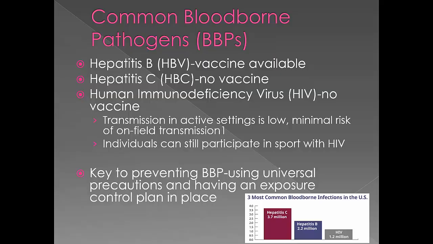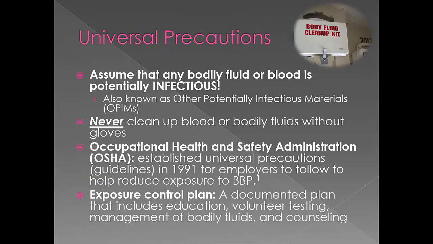The biggest key to preventing bloodborne pathogens is using universal precautions and having an exposure control plan in place if they do occur. We'll talk about universal precautions on the next slide. A universal precaution is an assumption that any body fluid or blood is potentially infectious. Blood or any bodily fluid is also known as other potentially infectious materials, or OPIMs.